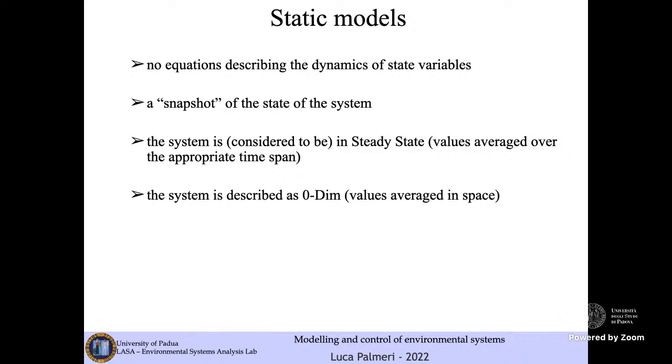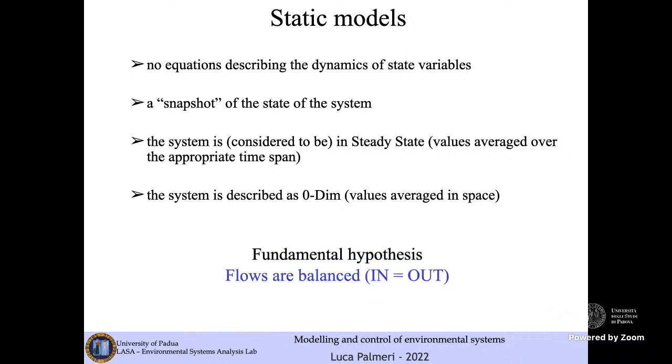And as we will see in the example we will present later, we have, for example, 1 year or 6 months time spans. The system is described, at least in the beginning, as a zero-dimension system, so no spatial heterogeneity. The values are averaged over space.